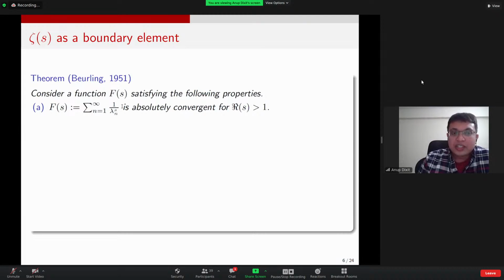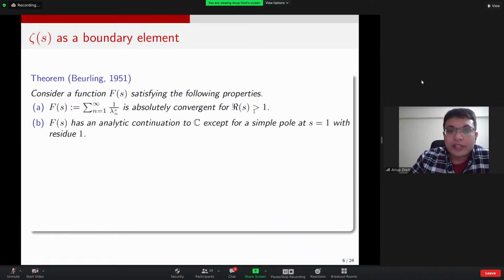Exactly going by the question that we are asking, if we consider a general Dirichlet series of this type, can we identify the Riemann zeta function from a purely analytic perspective? Okay, so let's consider a function f which satisfies the following property. It looks like the summation, n going from 1 to infinity, of 1 over lambda_n to the s, and it's absolutely convergent on real part of s greater than 1. Suppose it has an analytic continuation to the whole complex plane, except for a simple pole at s equals 1 with residue 1. And let's also assume that it vanishes on all negative even integers.